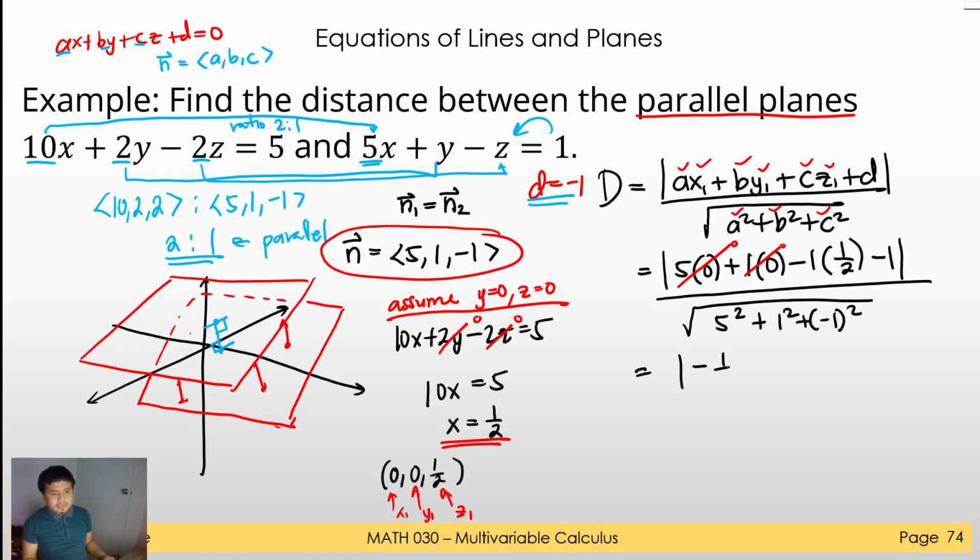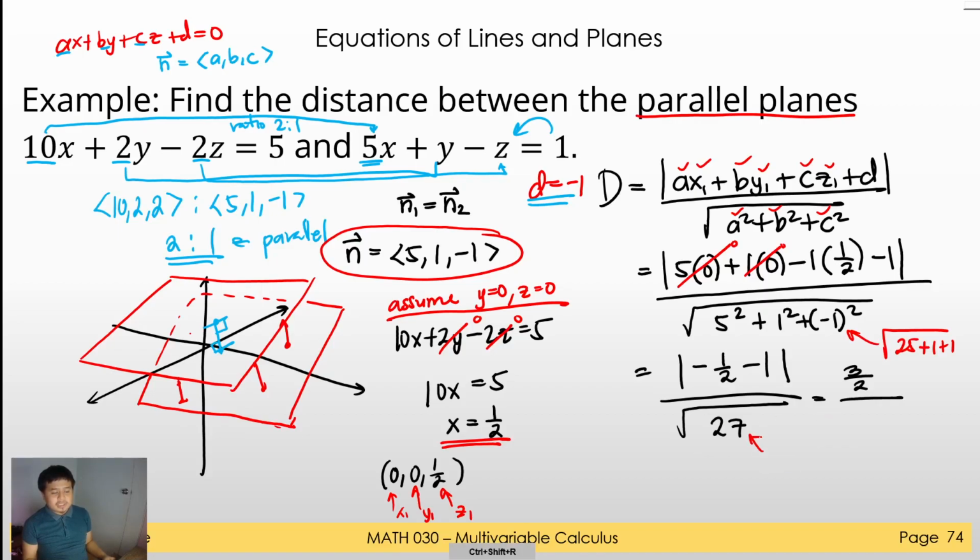We have -1/2 minus 1, and then over the square root of 25 plus 1 plus 1. So this is the square root of 27. So this will be 3 halves, and the absolute value of negative 3 halves is positive 3 halves. So this will be 3 halves over the square root of 27.